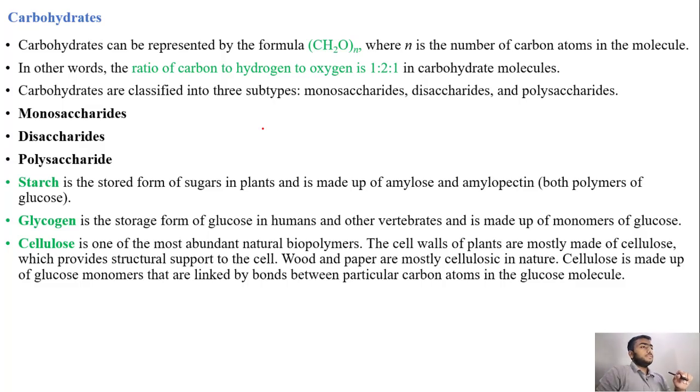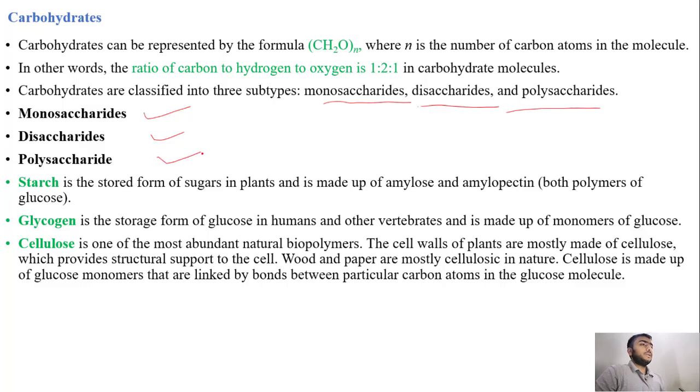And carbohydrates can be classified into three subtypes. One is monosaccharides, disaccharides and polysaccharides. Saccharides are sugars. Mono means one, di means two, and poly means many. So monosaccharides comprise one unit, like glucose. Then disaccharides are sugars which are themselves composed from two simpler sugars, for example sucrose, which is comprised of fructose and glucose, and is the common one found in table sugar.